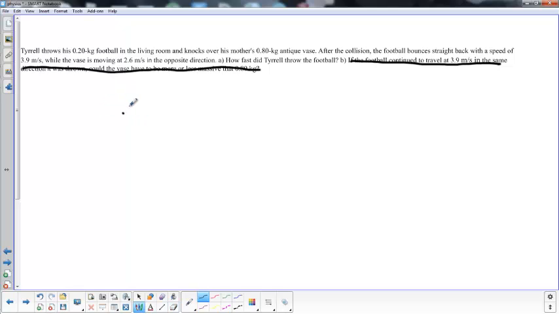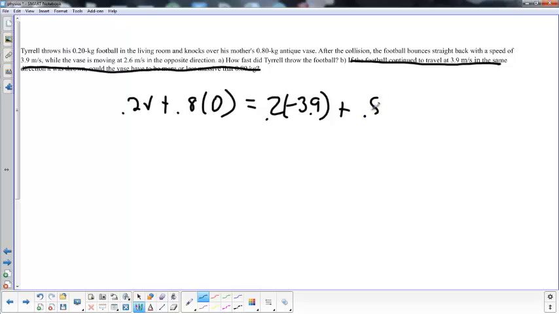So the momentum of the football is 0.2 times something, and we don't know what it was originally doing. But we do know what the vase was doing, and that's 0.8, and the vase, I hope, was sitting on a table, so 0.8 times 0. And we know what was going on after the collision because it tells us the football, which has a mass of 0.2 kilograms, moves backwards, negative, with a speed of 3.9 meters per second. So negative 3.9, plus what's going on with the vase? Well, the vase is moving forward at 2.6, so 0.8, which is the mass of the vase, times 2.6. So we're going to multiply 0.2 times negative 3.9, and add it to 0.8 times 2.6.